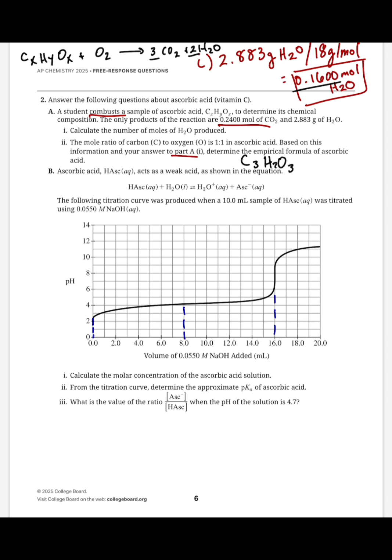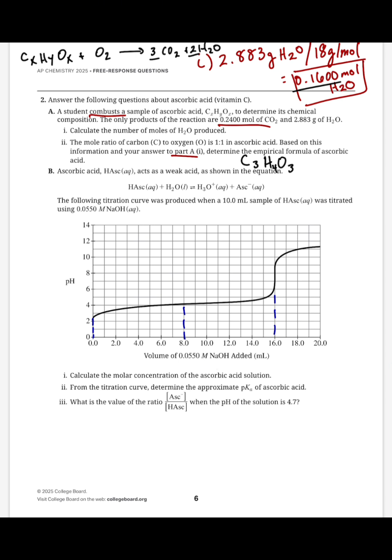Now we just have to find out what that missing hydrogen amount is. We can use our water here, because water is the only form of hydrogen as a product, and so we get 4 atoms. Our empirical formula for the ascorbic acid is going to be C3H4O3.